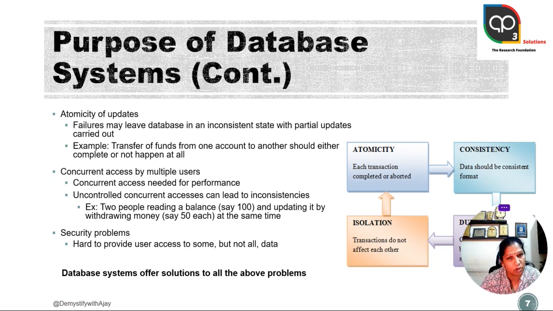Here, databases solve this using atomicity, ensuring either the entire operation completes or nothing happens at all. They also enable concurrent access. Multiple users can access and update data simultaneously without corrupting it. For example, two people can withdraw from a shared account without affecting each other's transaction accuracy.